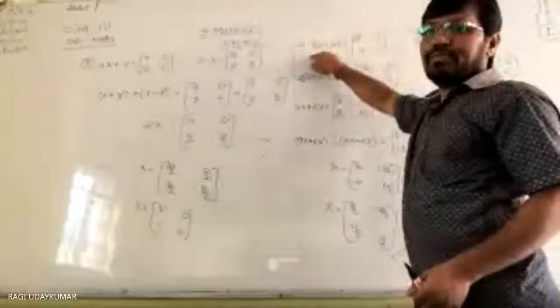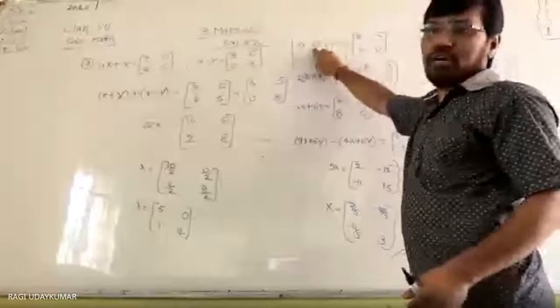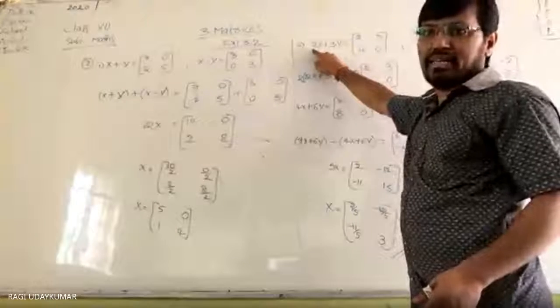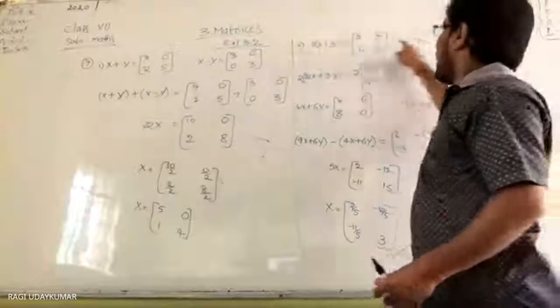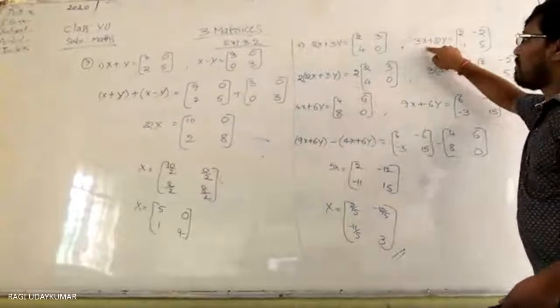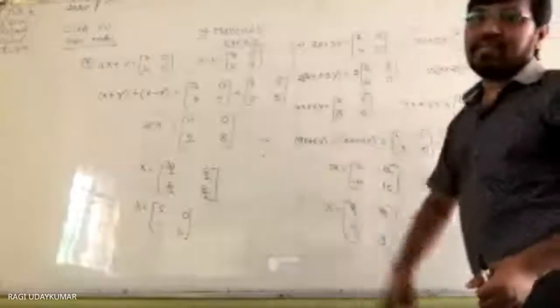How do we make the x coefficient equal? ये पूरा इक्वेशन को 3 से मल्टीप्लाई करो. You multiply here by the 3, so ये 6x हो जाएगा, ये 9y हो जाएगा. ये 2 से मल्टीप्लाई करो, 2 से मल्टीप्लाई ये 6x हो जाएगा, ये 4y हो जाएगा. So then you are going to get the y value. Y, can you find out?